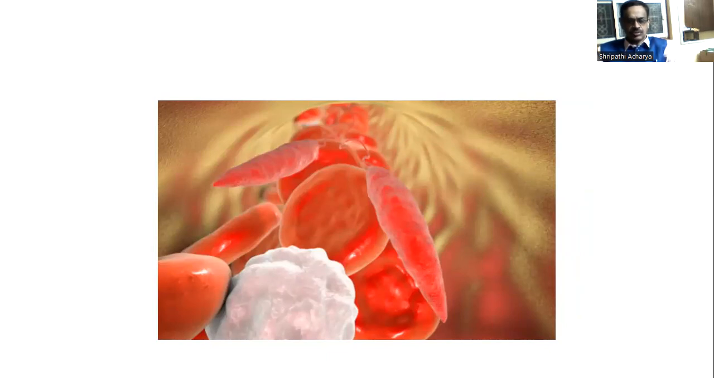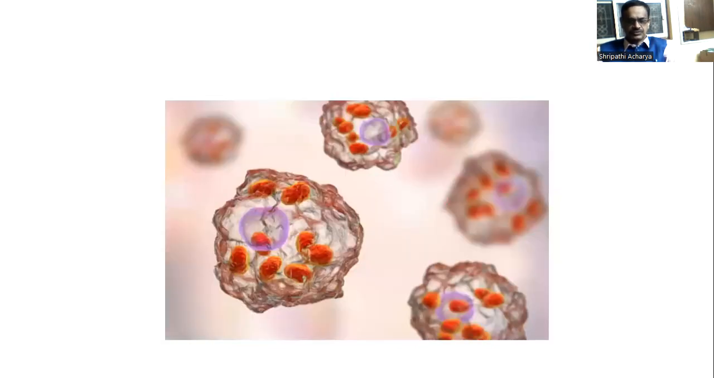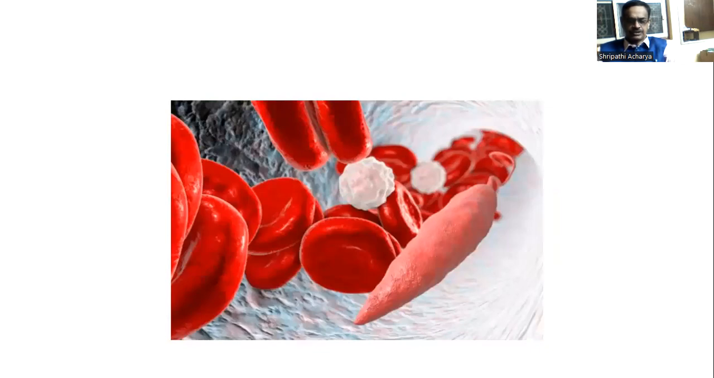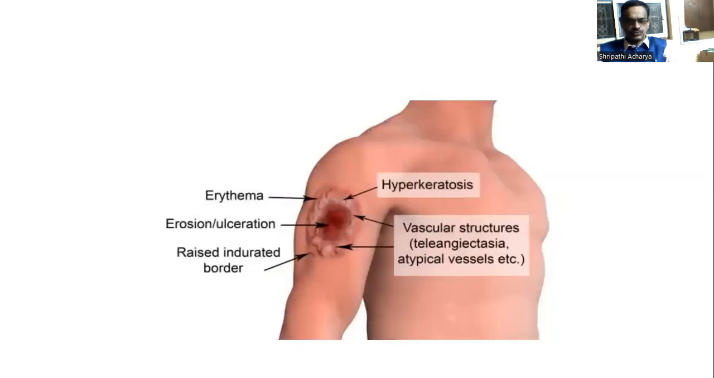There are two types, promastigotes and amastigotes. You can see the parasites. Erythema and hyperkeratosis, vascular structures, and erythema or ulceration is seen, and a large border is seen.